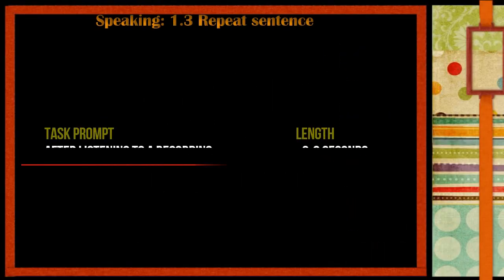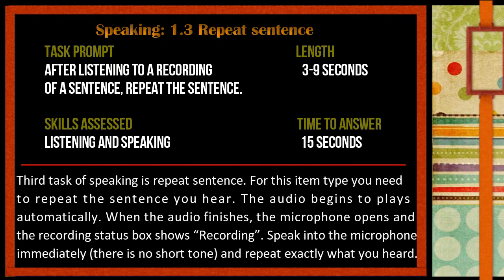Third task of speaking is repeat sentence. For this item type you need to repeat the sentence you hear. The audio begins to play automatically. When the audio finishes, the microphone opens and the recording status box shows recording. Speak into the microphone immediately, there is no short tone, and repeat exactly what you heard.